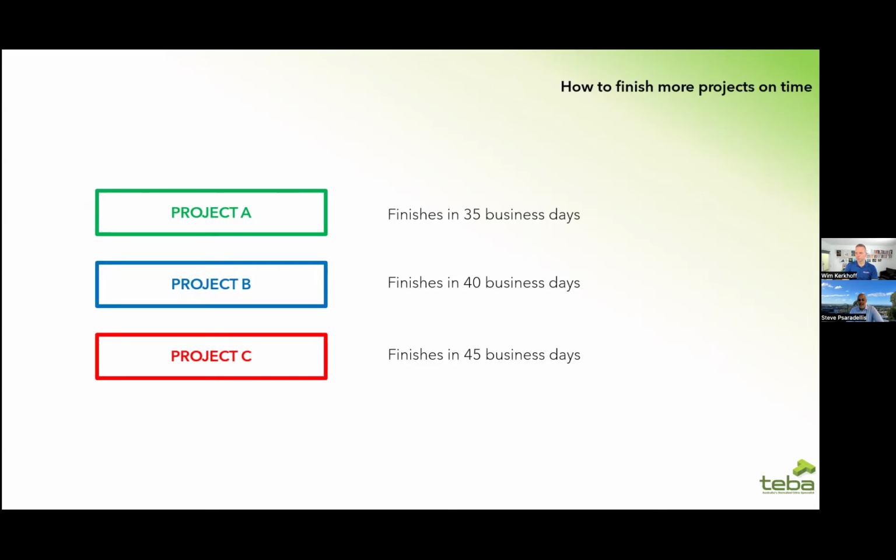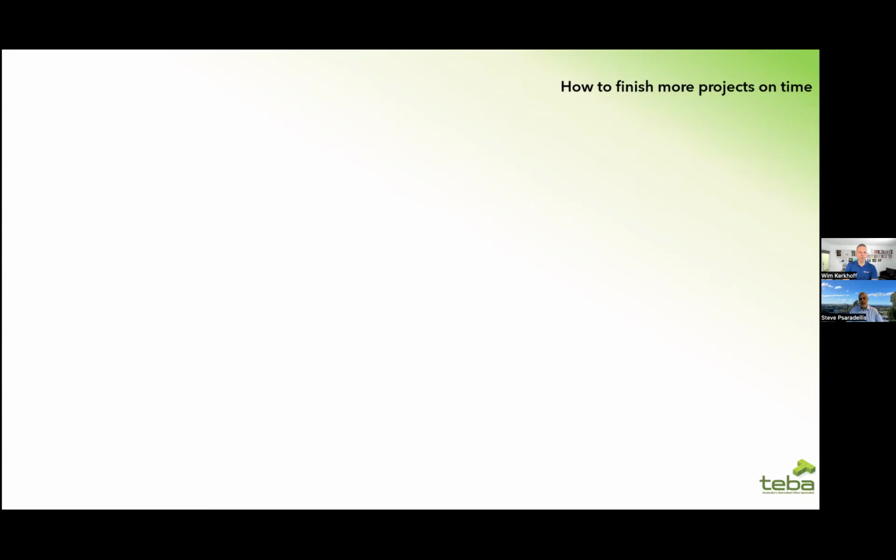Interesting. What if we did something different? So let's take an average. That is an average of 40 business days to complete those 3 projects. Obviously, if you add those 3 numbers and divide by 3, you're going to get 40. So let's have a look at another method. Instead of focusing on starting things as soon as possible, what if we focus on finishing instead?